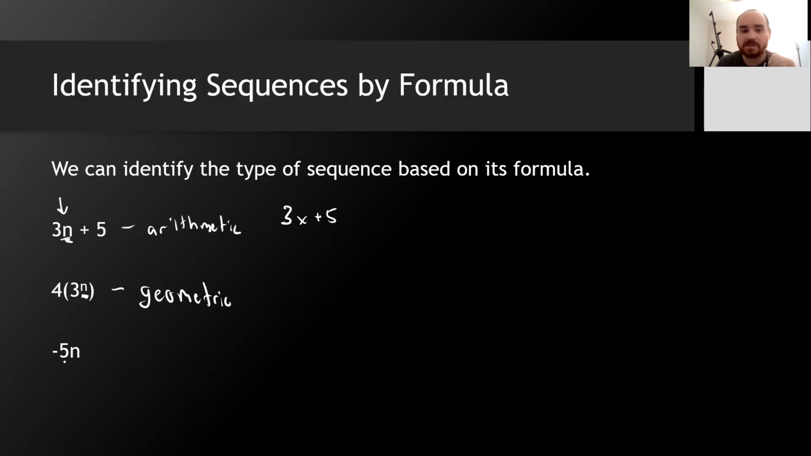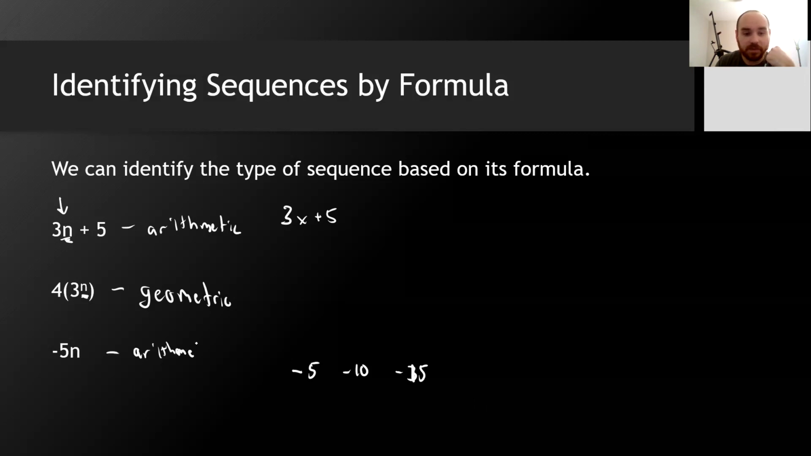This is a little bit more confusing because it's just a number times this n here. What this says is -5 times whatever n is. So the first term would be -5 times 1, which is -5. The second term would be -5 times 2, which is -10. Third term would be -5 times 3, which is -15. So you can see we're going down by 5 every single time. So this is also arithmetic.